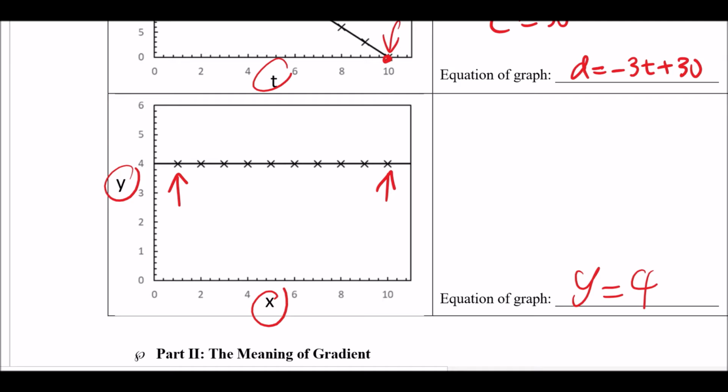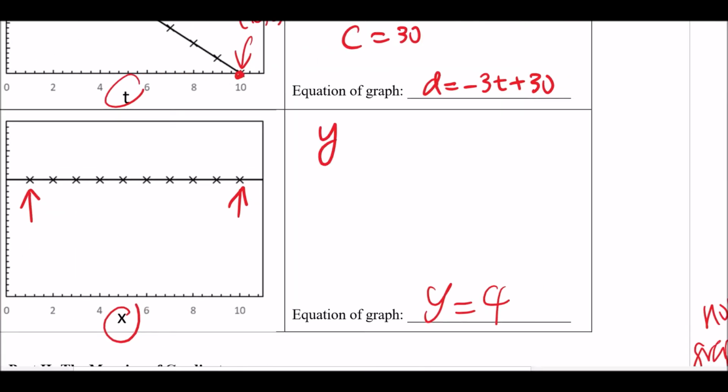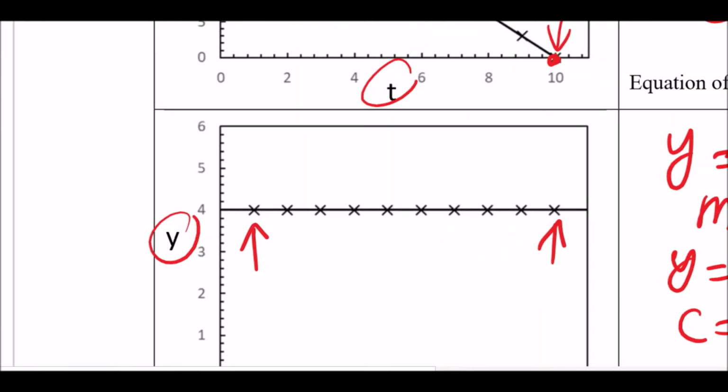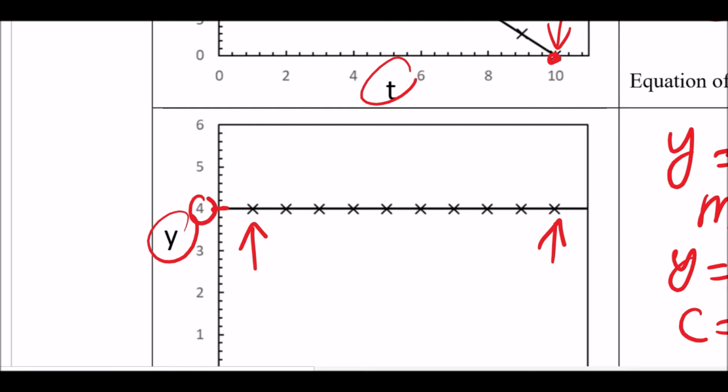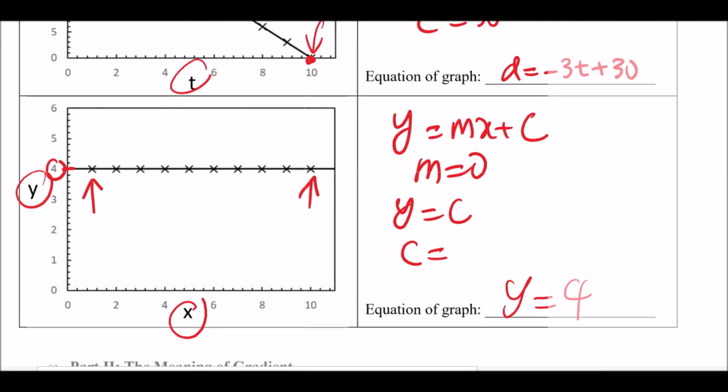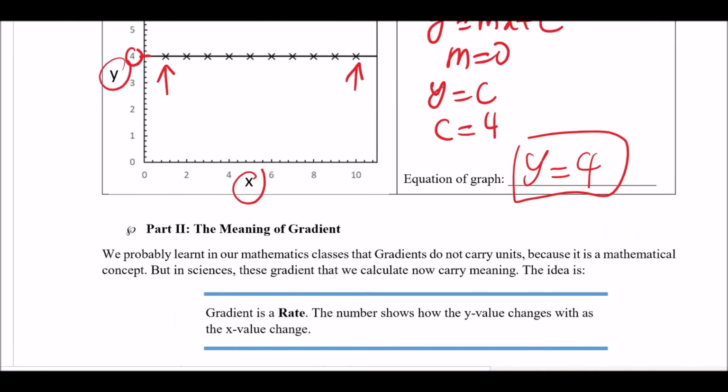So the general equation is y equals mx plus c. My m is 0 because it's a horizontal line. Again, check for yourself and prove that it is indeed 0. So generally y equals c. What is the y-intercept here? You can see that it's 4 right over here. So c equals 4, and hence the equation is y equals 4. Very simple. Okay, moving on.